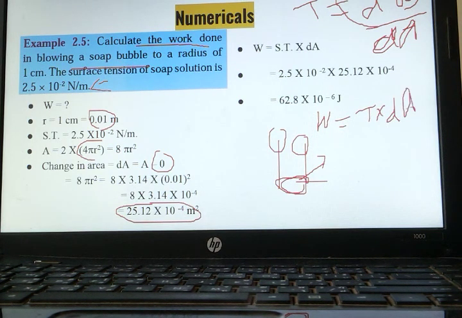What is tension over here? 2.5 into 10 raised to minus 2. What is dA? 25.12 into 10 raised to minus 4. After solving, you will get this answer, 6.8 into 10 raised to 6. The SI unit of work is joule. So this is your answer.